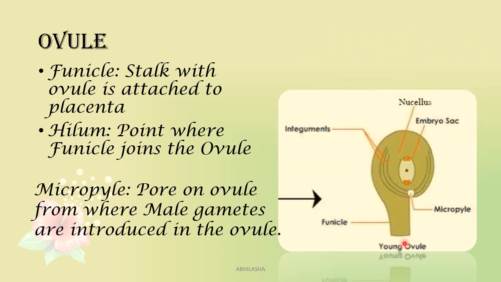Then at the bottom was the chalaza. The chalazal pole marks the side of the ovule opposite to where micropyle is present. So it is in fact the opposite pole. Anatomically, chalaza is the place where integuments and nucellus merge. It contains the vascular tissue.